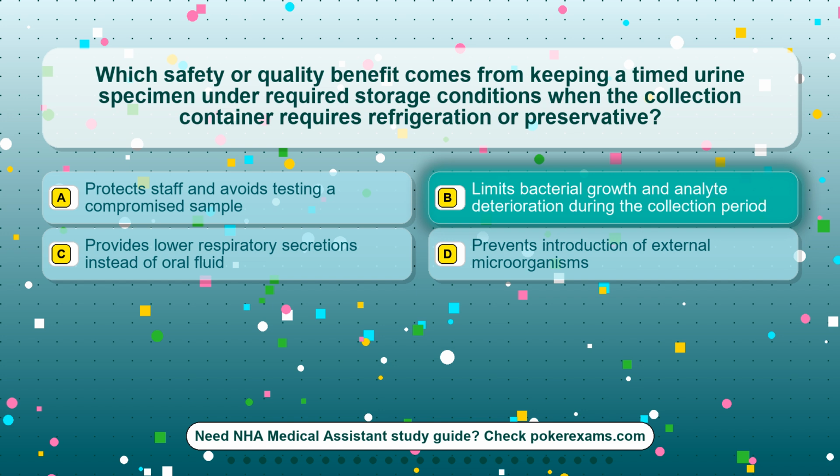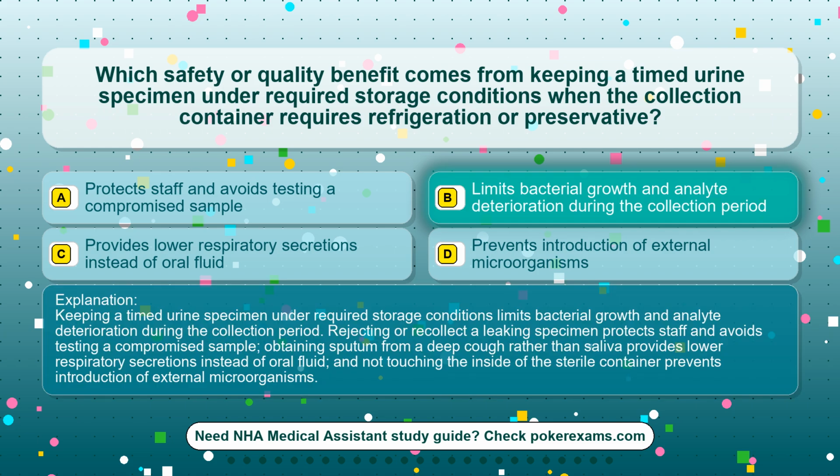The correct answer is option B. Limits bacterial growth and analyte deterioration during the collection period. Keeping a timed urine specimen under required storage conditions limits bacterial growth and analyte deterioration during the collection period. Rejecting or recollecting a leaking specimen protects staff and avoids testing a compromised sample. Obtaining sputum from a deep cough rather than saliva provides lower respiratory secretions instead of oral fluid. And not touching the inside of the sterile container prevents introduction of external microorganisms.